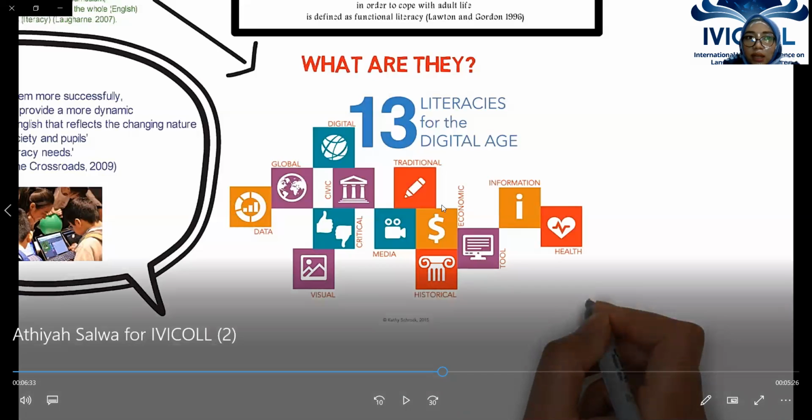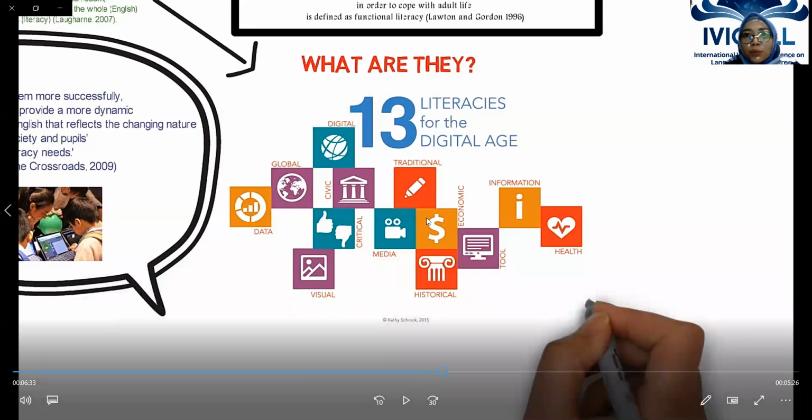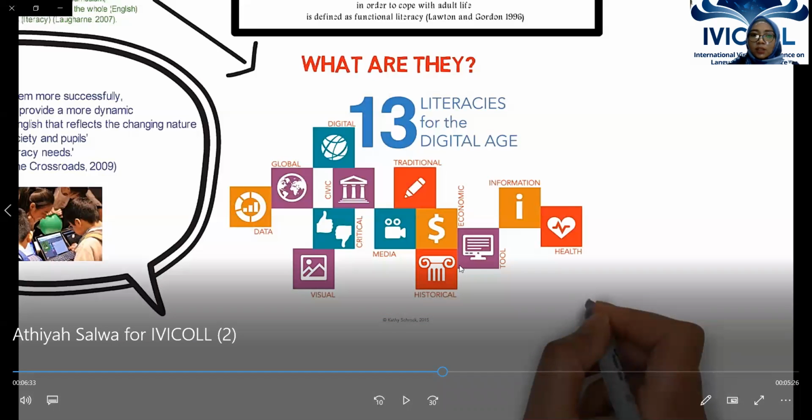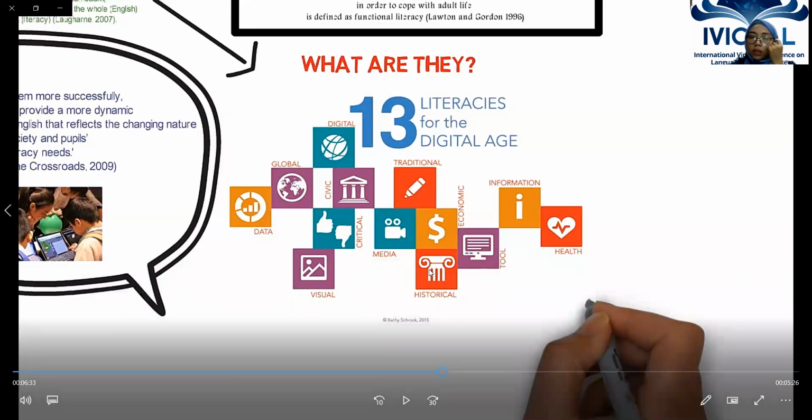Also, what about economic literacy? Here, economic literacy is about understanding the forces that shape all of our lives and the role that we play in the world around us. And this one comes to historical literacy. Historical literacy is an ongoing practice of digging into history from multiple perspectives.